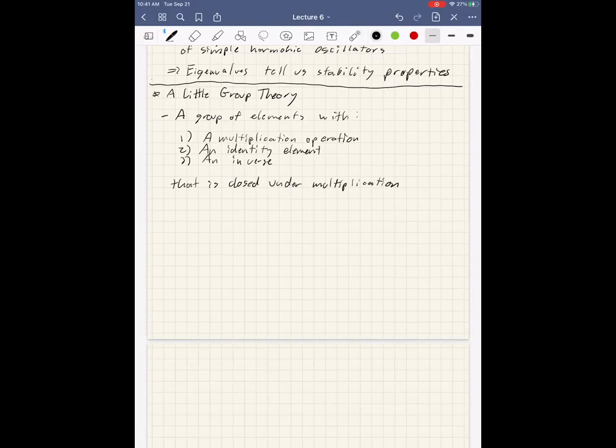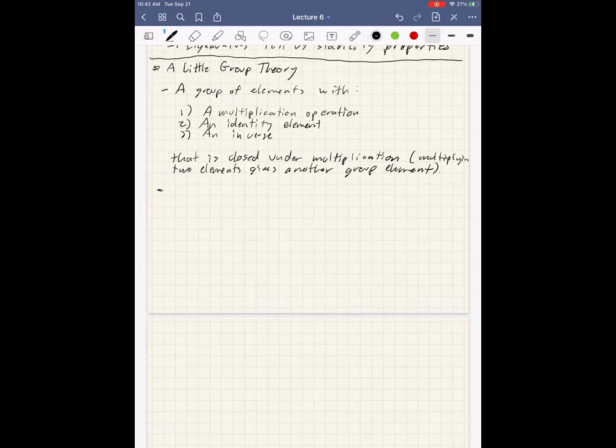And what do I mean by that? Exactly, yeah. So I take any two things from this collection of things, I multiply them together with the multiplication operation, I'm guaranteed to get something that's in the group, right? Cool. Okay, so examples of these things.